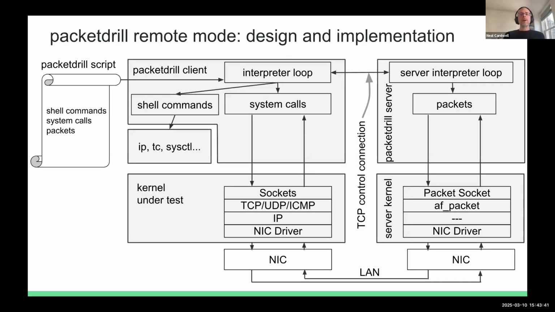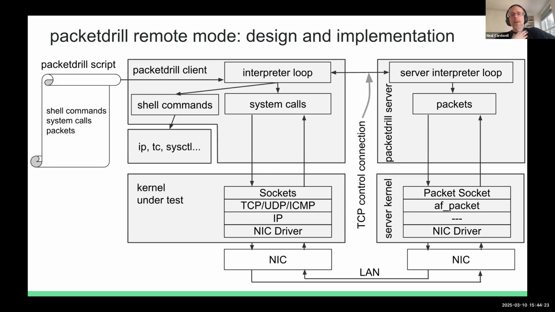So how does that work? Basically, as you see, it's very similar to the previous diagram, except that we've split off the part of the functionality that is interpreting events that are packets, and we're now running those in a remote interpreter loop in the Packetdrill server process on the remote machine. When you start up Packetdrill on the client machine, it starts up a TCP control connection to the server process, and they coordinate using that TCP control connection to coordinate the execution of the events in the script, so that when there are shell commands or system calls, those happen on the client side.